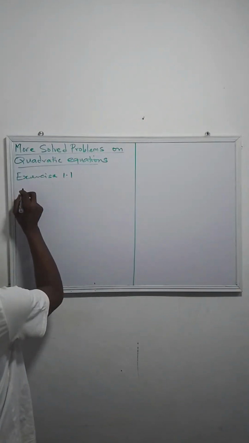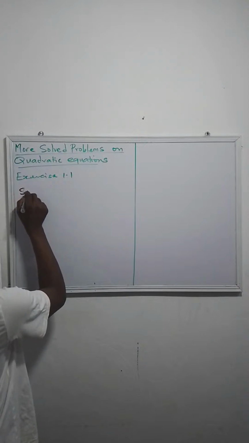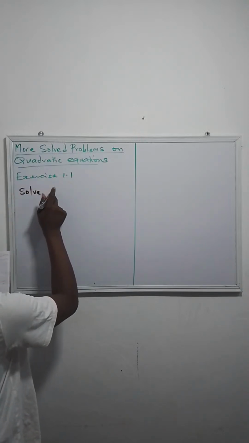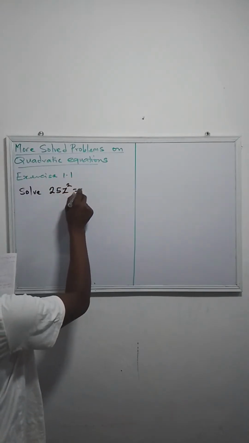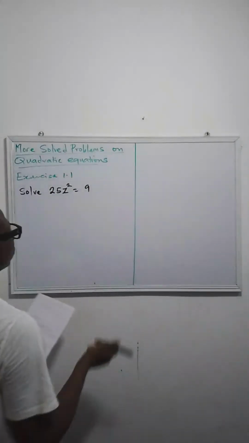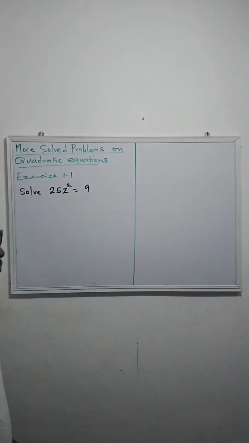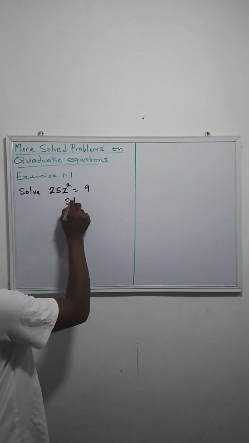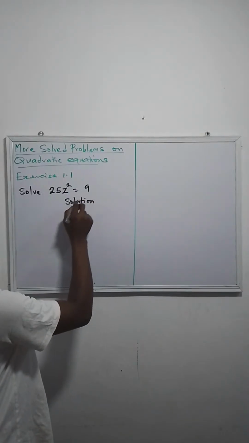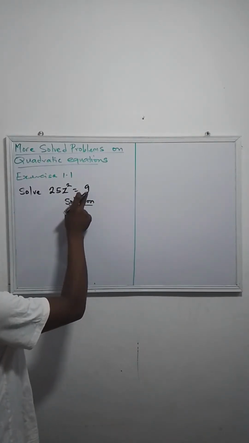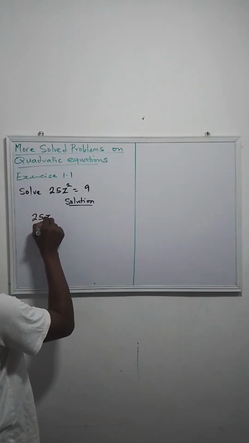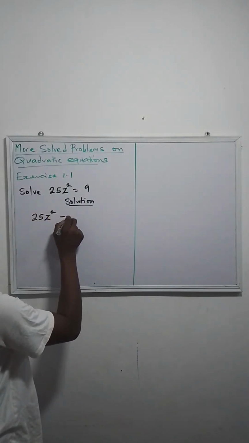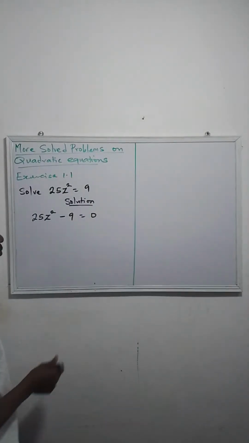The second question is this: solve 25z squared equals 9. So how do we do this? The first thing is to transpose 9. So we have 25z squared minus 9 equals 0.